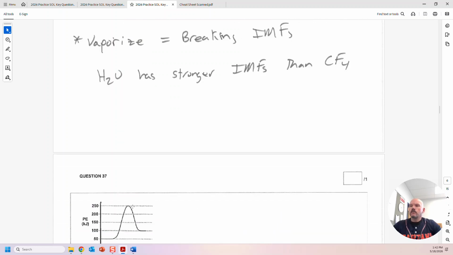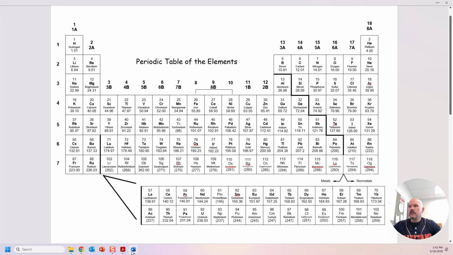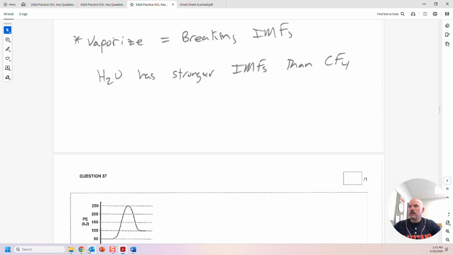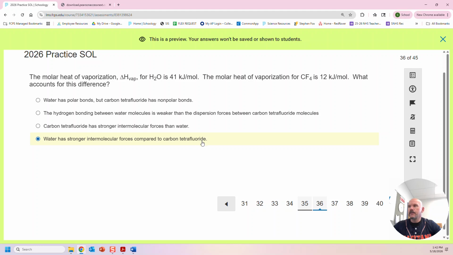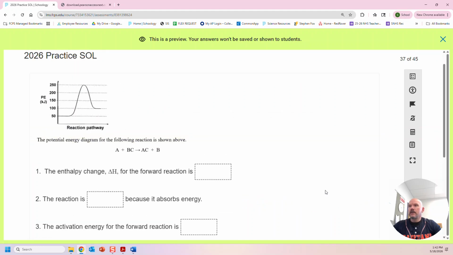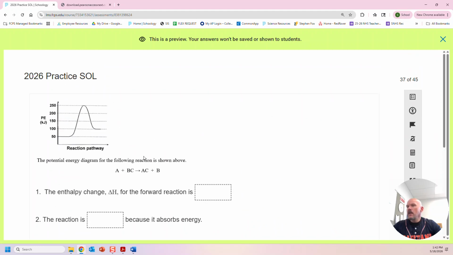All right, so let's go to the periodic table. Where am I going? I'm going back to Schoology. Here we go. All right, so we go to number 37. We have a potential energy diagram, okay? Sometimes they're called reaction coordinate diagrams. This isn't time here on the x-axis. It's the stages of the reaction. So you have the beginning stage, the middle stage, and the end stage.